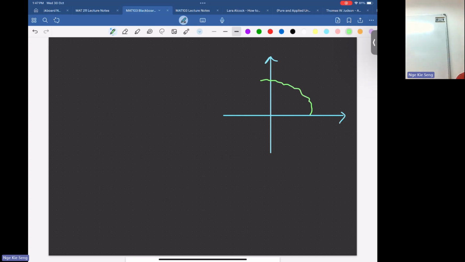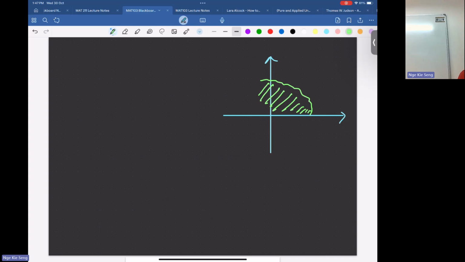So let's say you want to compute the area bounded by this polar curve. How should we bound this polar curve? Should I draw it like this or not? What should the area bounded by this polar curve be? Okay, so this is the question: where's the polar axis?